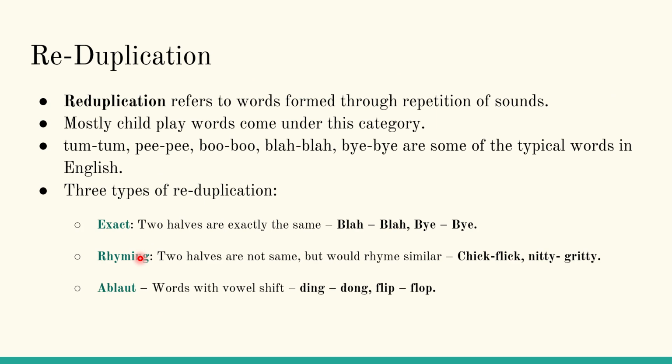Well, we'll go with reduplication. What is reduplication? Very simple. I am going to duplicate some words repeatedly. It is repetition of the sounds. Example: tum-tum, pee-pee, boo-boo, blah-blah, bye-bye. All these are simple examples.